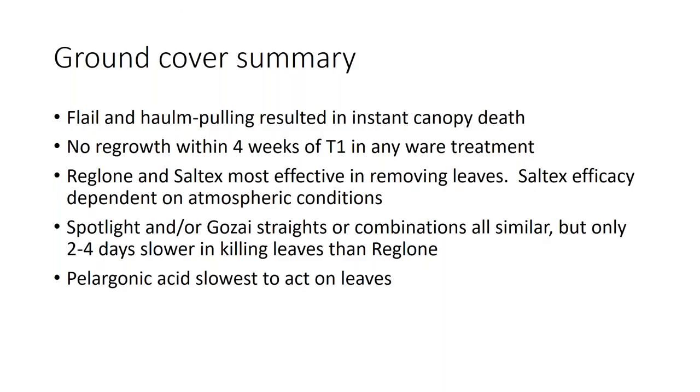Next slide, please. So basically, whilst the ground cover showed that we could have instant canopy death, and little regrowth in most of the experiments, apart from one seed experiment, there were chemical differences in the way that we remove leaves and the timing of that. However, all of the Spotlight Gozai straights or combinations were only 2 to 4 days slower in killing leaves completely than Reglone as an average over all the sites, but pelargonic acid was the slowest to act on leaves. Now, that doesn't mean to say that it had the same knock-on effect in terms of skin set.